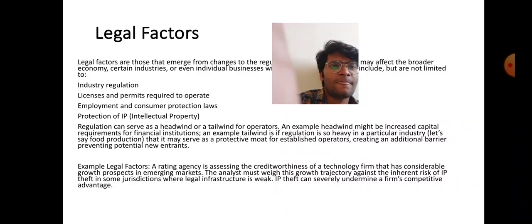Example of a tailwind: a particular industry, let's say food production, may see regulation serve as a protective moat for established operators, creating an industrial barrier to entry. Another legal factor example: a rating agency is assessing the creditworthiness of a technology firm from a growth perspective. Imagine a market that analysts expect to keep growing on trajectory, but where legal protection of IP is weak. Weak IP protection can severely undermine the firm. Thank you.